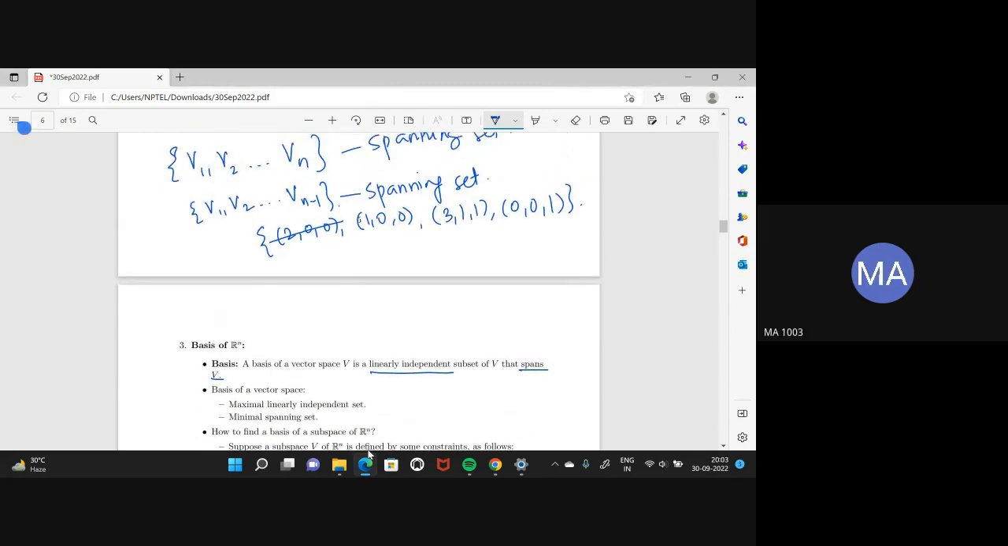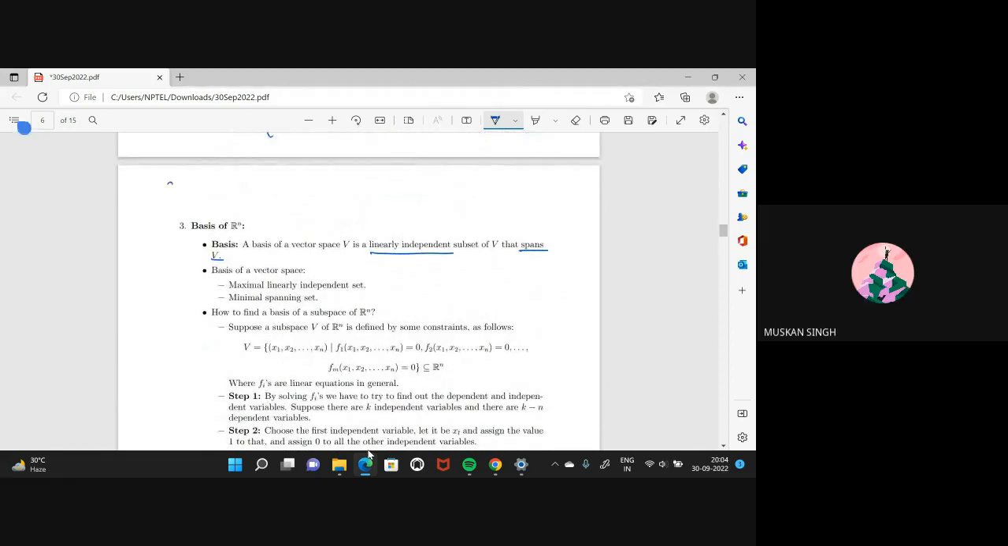And can you tell me if there is only one single basis for a vector space or there are more? Only single, madam. Really? Only one basis? Ma'am, there can be infinitely many bases.